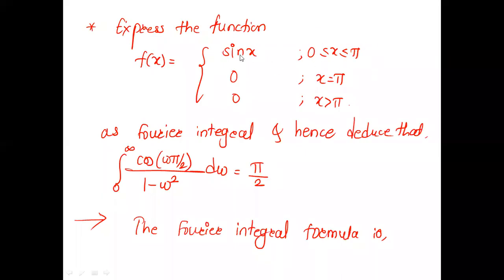Whenever it is in 0 to pi, it is defined, sin x. Whenever the value is pi, the function is 0. Greater than pi, 0. Greater than pi means pi to infinity, the value is 0, and at pi it is also 0. From 0 to pi the value is defined. And when it is less than pi, the value is not given. Not given means?